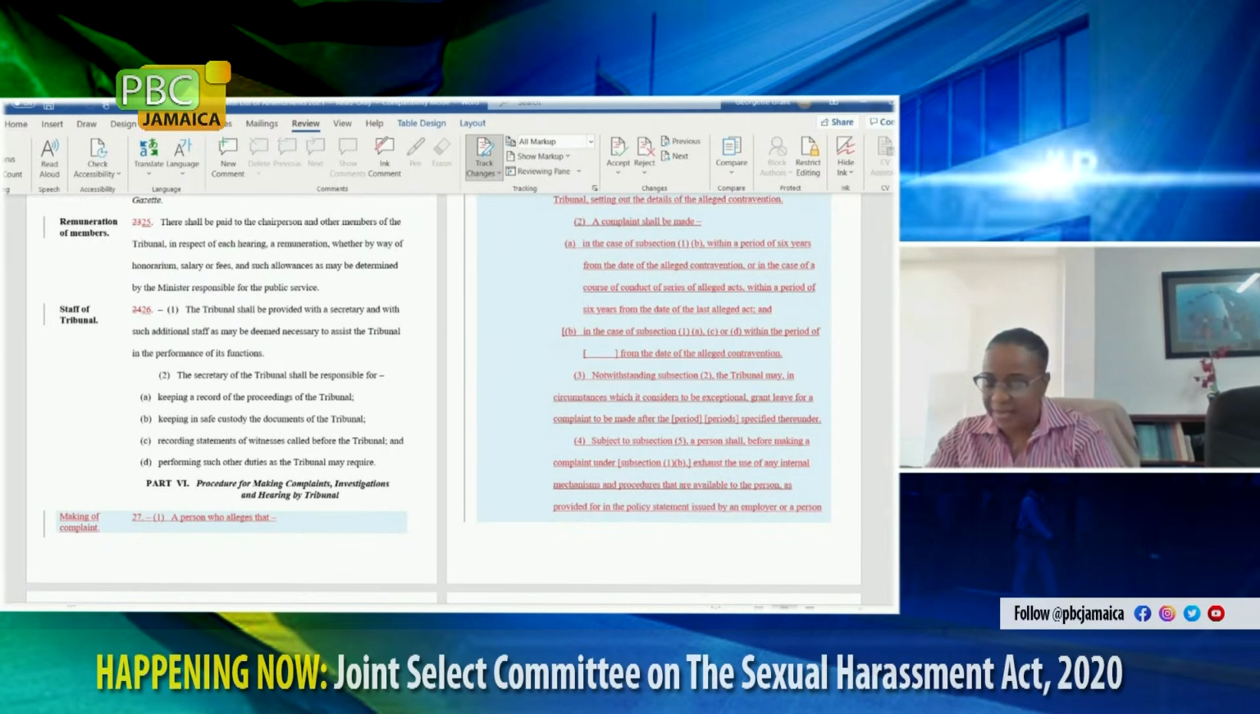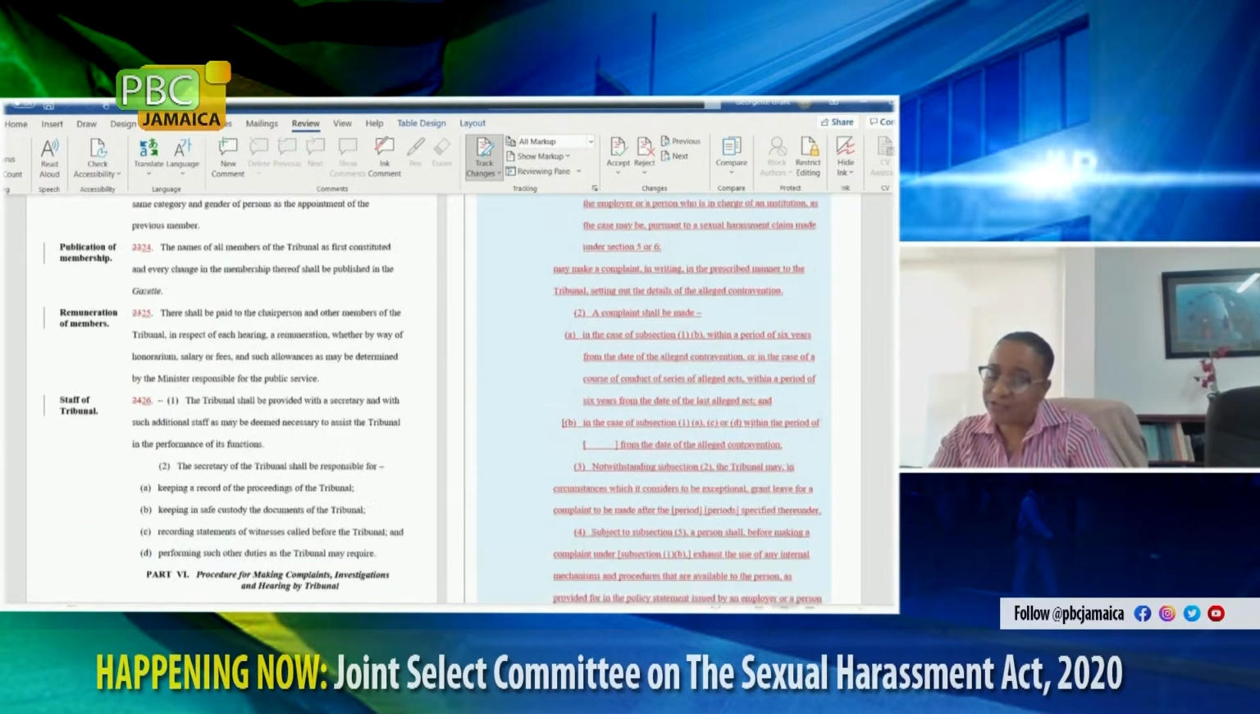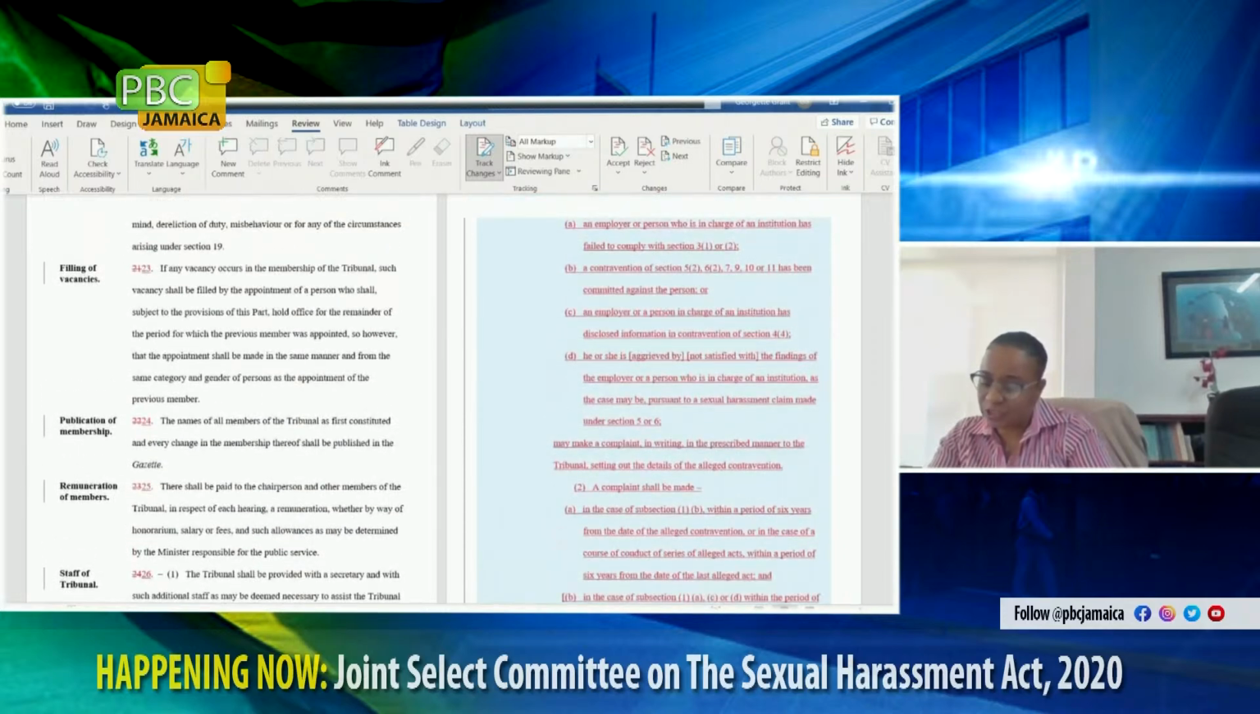Clause 27, making of complaint. Subclause 1. A person who alleges that A, an employer or a person who is in charge of an institution has failed to comply with Section 3.1 or 2, B, a contravention of Section 5.2, 6.2, 7, 9, 10, or 11 has been committed against the person, or C, an employer or a person in charge of an institution has disclosed information in contravention of subsection 4. That "or", Chair, should come after C and not after B.